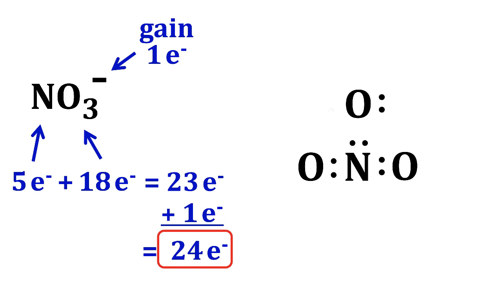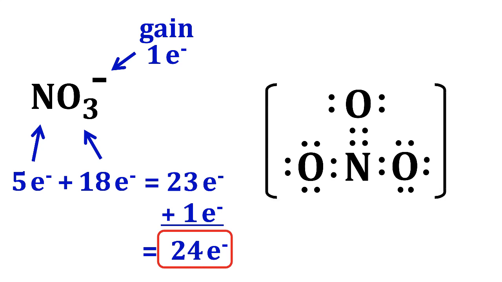So that's 6, 7, 8, 9, 10, 11, 12, 13, 14, 15, 16, 17, 18, 19, 20, 21, 22, 23, 24. And notice we had to make a double bond to be able to get an octet around each oxygen and around the central nitrogen. And there's the Lewis structure for the NO3- ion. The way we write these ions is we put brackets around it and then a negative charge to indicate that the whole thing has a -1 charge.